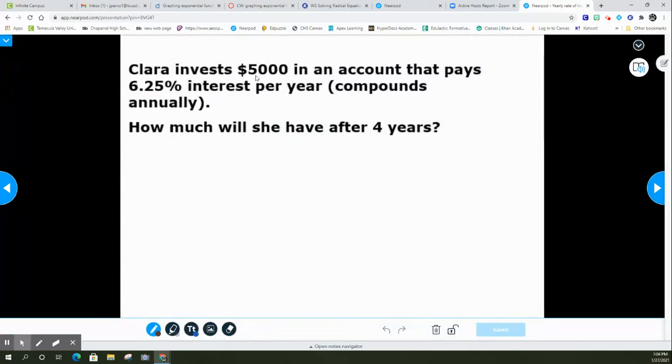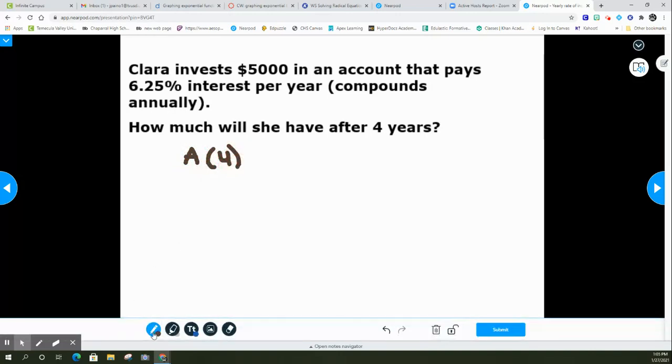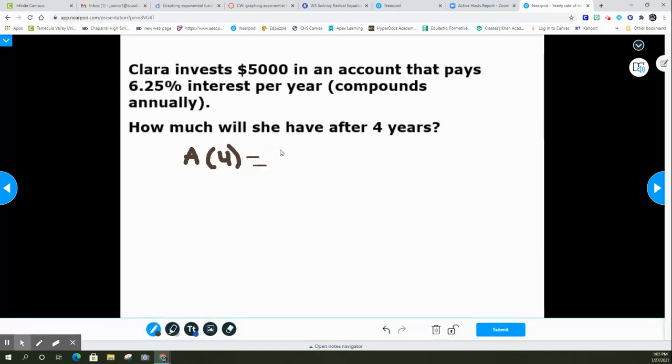All right, so Claire invests 5,000 in an account that pays 6.25% interest, compounded annually. How much will she have after 4 years? So we don't need to do a table of values. We want to know A of 4. Let me make that a little bit skinnier. So what is A of 4? Well, we know our principal amount, so she invests 5,000, so that's what we're starting with. It's earning 6.25%.